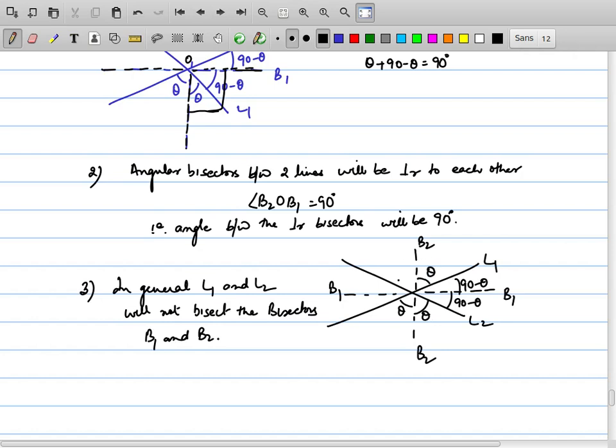That is, these lines L1 and L2 will not bisect B1 and B2. This angle is what? Theta. This is theta. Now this line, let's draw this L1 line. This L1 line and L2 line will not be the bisectors of B1 and B2. That is, it is not necessary that this angle is equal to this angle. In general, this will not be true. L1 will not bisect B1 and B2. Neither will L2. This angle and this angle may or may not be equal. The only case when they will be equal is when L1 and L2 are perpendicular.